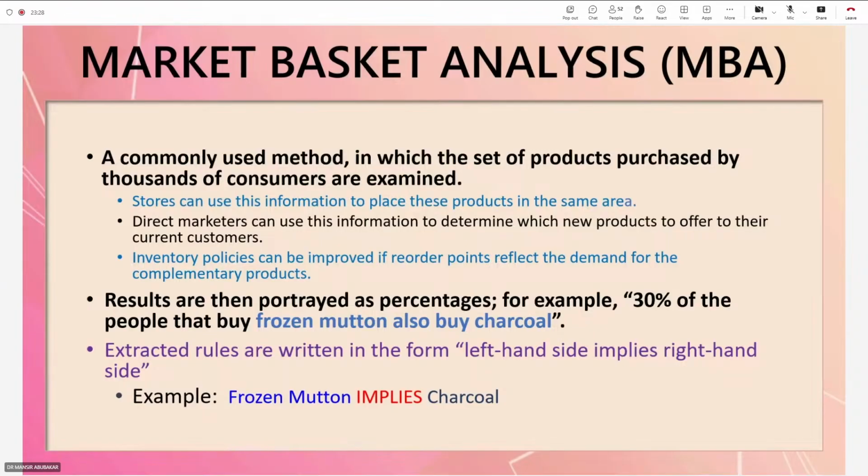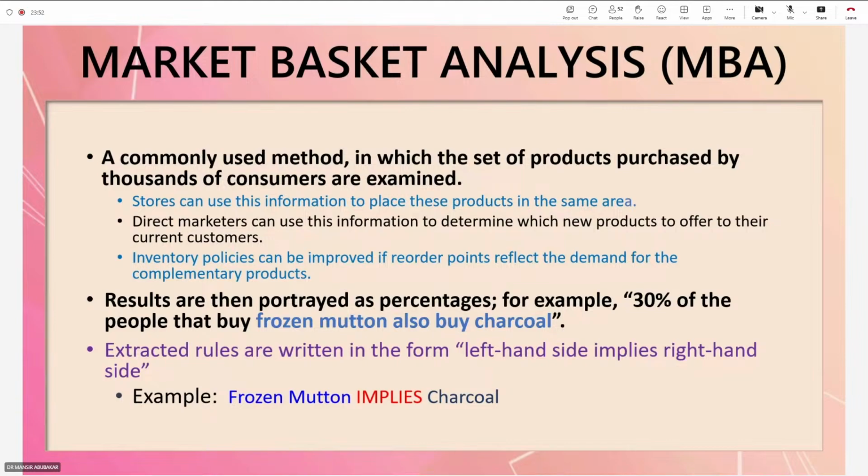Yes, based on that, inventory policies, because the policies of businesses are always changing. So this analysis can help the decision makers. Now inventory policies have to be improved based on the order points and so on. And there are many benefits that this market basket analysis can bring to the business.